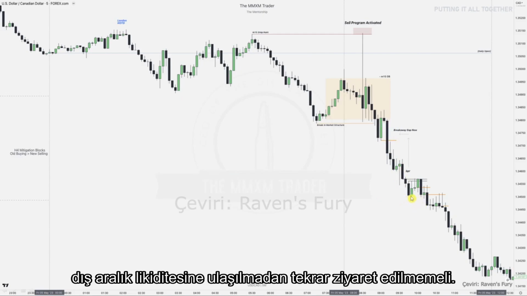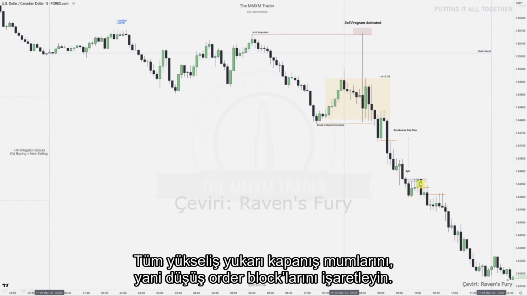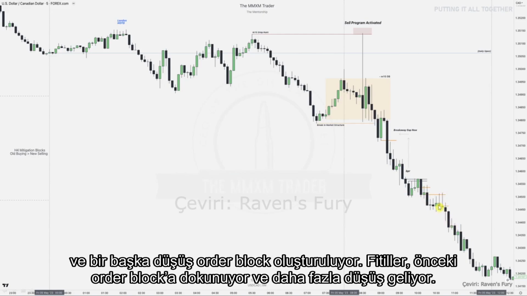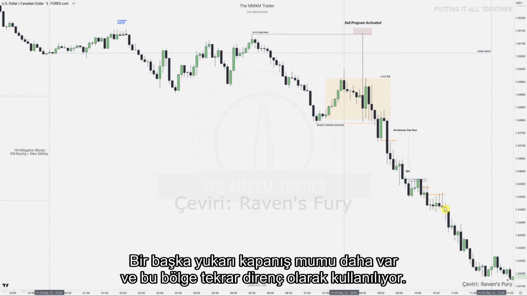Outline all your bullish up close candles, those bearish order blocks. We have a bearish order block here. Price moves down, forming another bearish order block. You can see, beautiful, these wicks tap into that order block and drop down further. We have another up close candle, and price is being used here as a resistance once again.